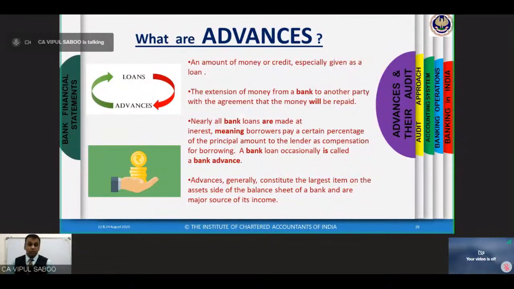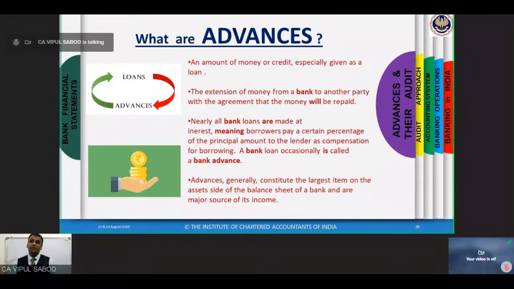You invest money, you save money, you channelize that money into the market, and people who require money use that money for investment. Okay, so what is an advance? An amount of money or credit, especially given as a loan. Simple. Udhar.